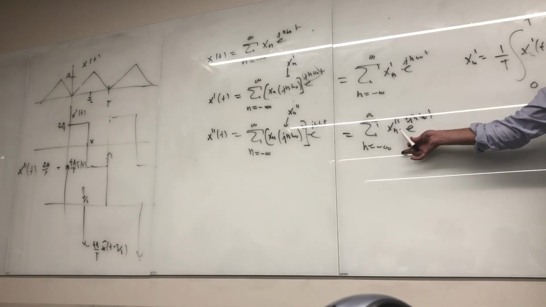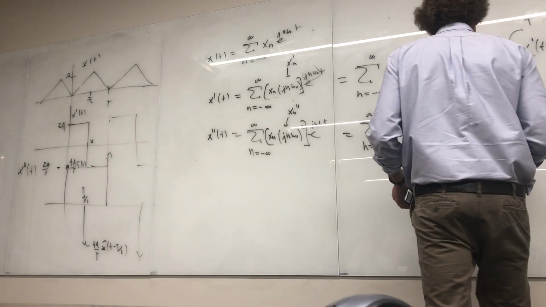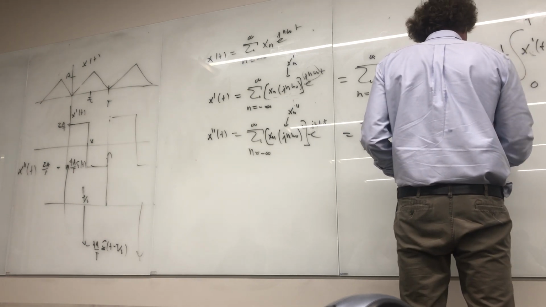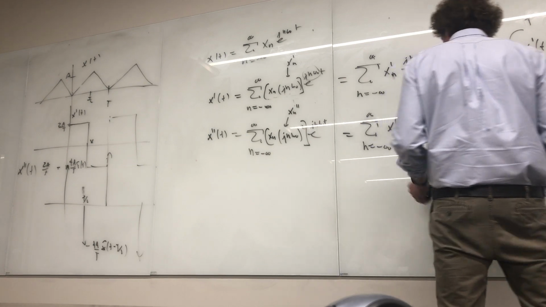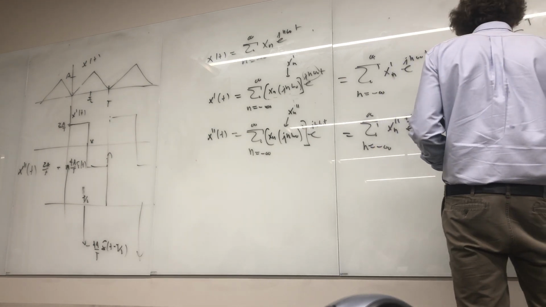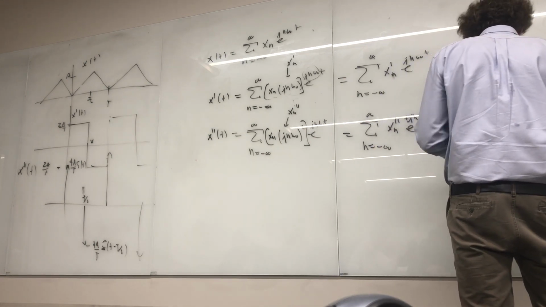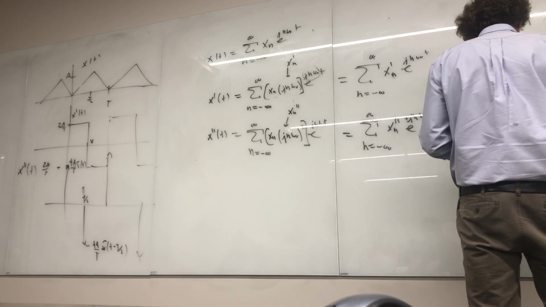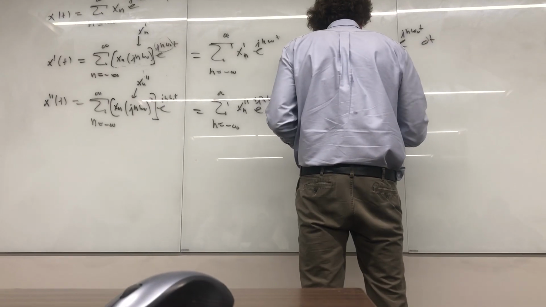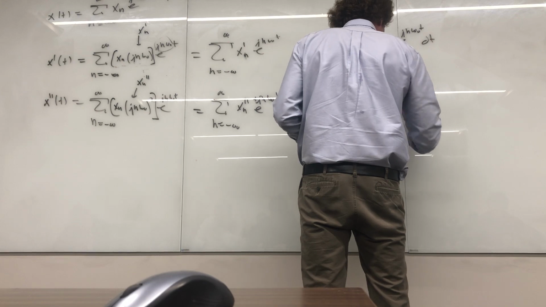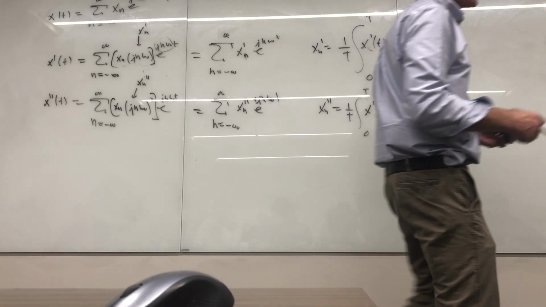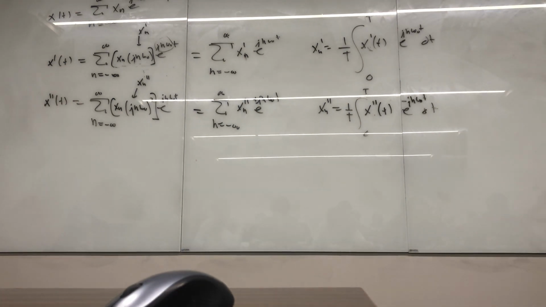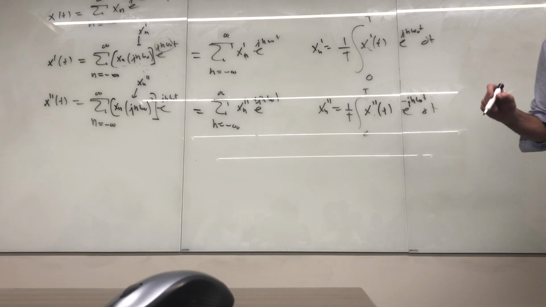And therefore, we can get x of n double prime. And we can say x of n double prime is 1 over t, the integral from 0 to t, of x double prime, the second derivative with respect to t, of x, times e to the minus j n omega naught t dt. I know I put a lot down there. Write that down. And I need to tell you why that's so important.